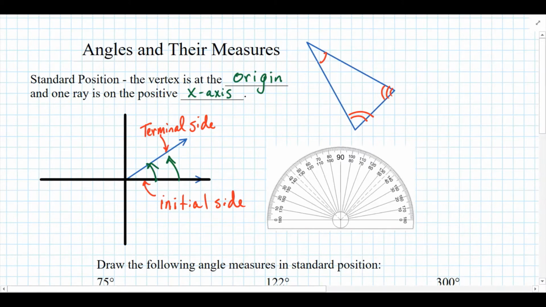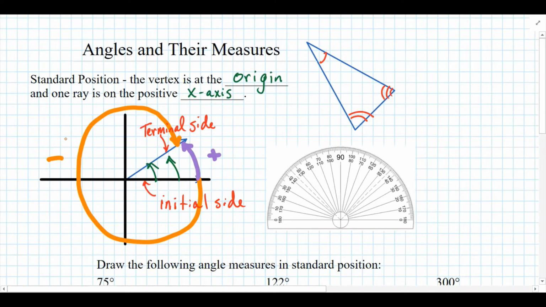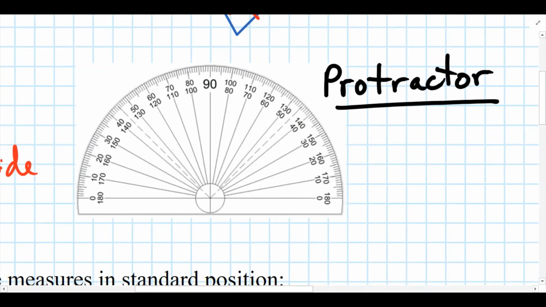The measure of an angle in standard position is the amount of rotation from the initial side to the terminal side. When measuring in a counterclockwise rotation, we consider the measure of the angle to be positive, and when measuring clockwise, we consider the measure of the angle to be negative. A protractor can be used to measure and draw angles.